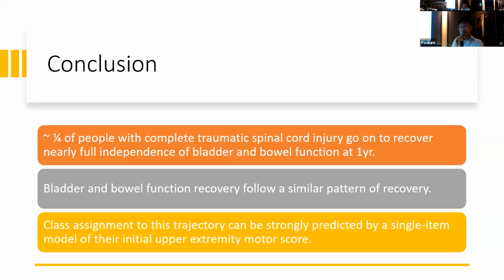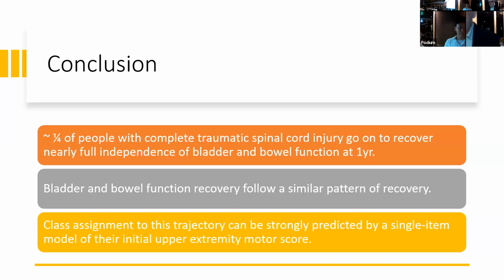So in conclusion, around a quarter of people with complete spinal cord injury go on to recover nearly full independence of bowel and bladder function at 1 year, and these two function recoveries follow a similar trajectory pattern, and class assignment to this recovery trajectory can be strongly predicted by a single item model of their initial preoperative upper extremity motor score. Thank you.